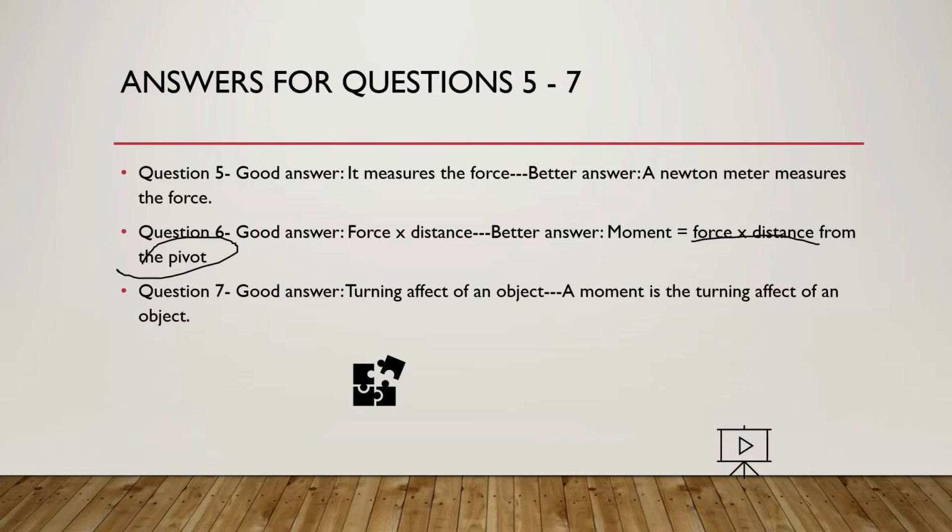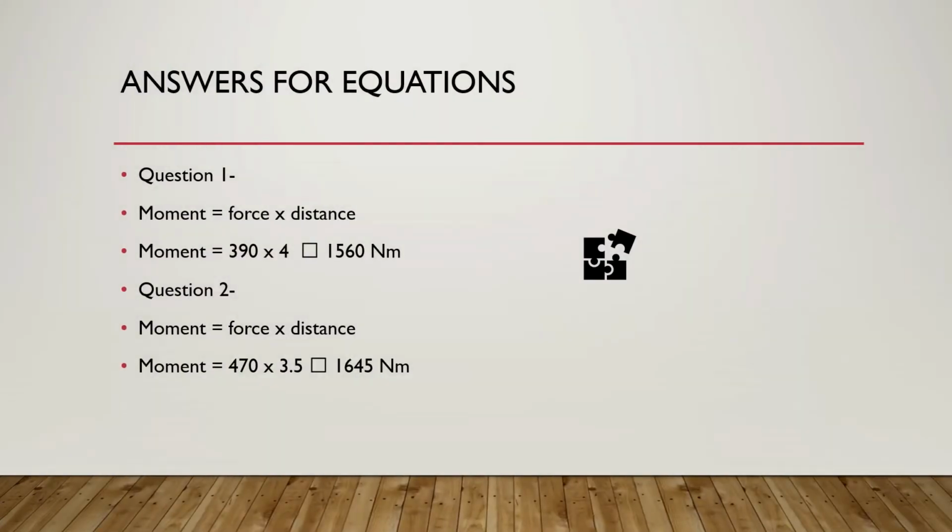Now let's move on to the answers for the equations. Question 1. The moment equals force times distance. Moment equals 490 times 4, which is 1560 newton meters, or Nm. Any unit would have worked. Question 2. The moment equals force times distance. Moment equals 470 times 3.5, which is 1645 newton meters.